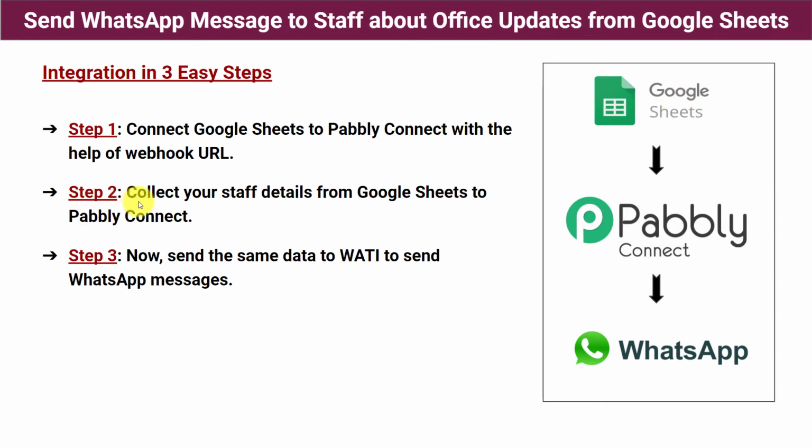Step 2 is collect your staff details from Google Sheets to Pabbly Connect. So in second step, we are going to gather our staff details which we have in another Google Sheet to here in Pabbly Connect. And step 3 is now send the same data to Vati to send WhatsApp messages. So in the third and the final step, we are going to use Vati, which is another application, to send messages on WhatsApp about the Office updates, right? So I will tell you what Vati is later on in this video. First of all, switch back to our step 1 and open Pabbly Connect.